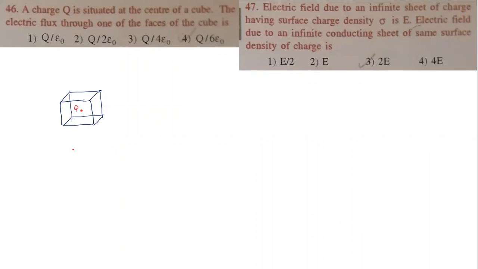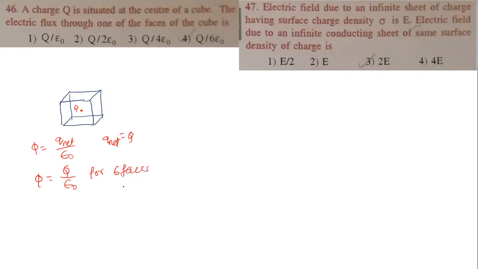Q is kept. Now, as per Gauss law, the total electric flux is given by Q net divided by epsilon naught. In the question, Q net is capital Q. So flux is given by capital Q by epsilon naught. This is for how many faces? Look here, for a cube, there are how many faces? 6 faces.